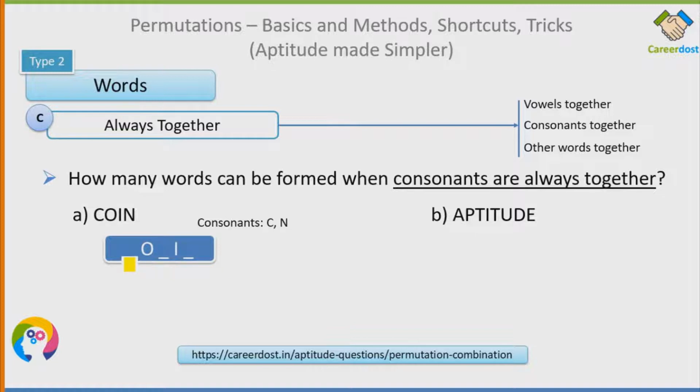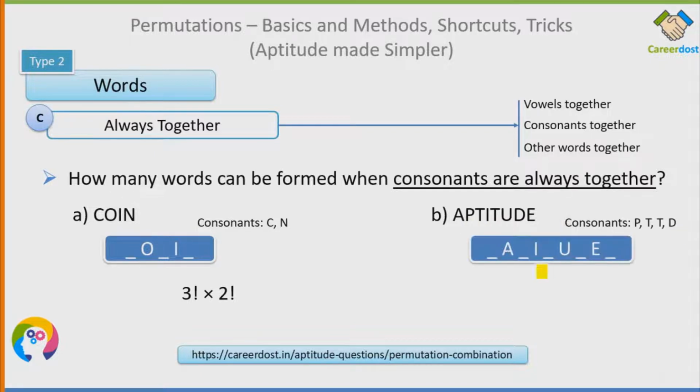The leftover letters are O and I, and we can place them in 3 different places. So we can very easily say 3 factorial into 2 factorial, because C and N can be arranged in 2 different ways. In case of aptitude, the consonants will be P, T, T and D, and the ways it can be put will be again 5. So it can be placed here, here, here, here or here.